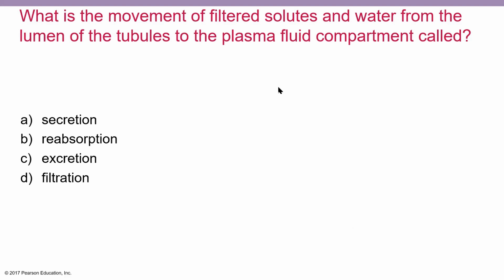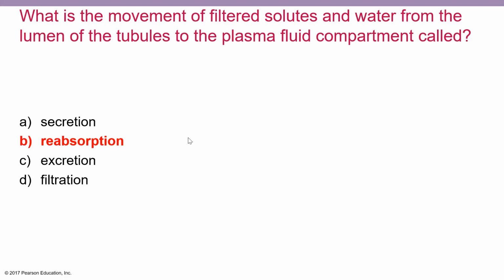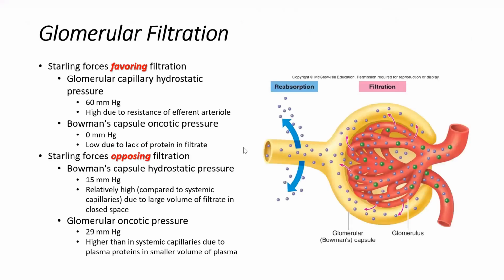What is the movement of filtered solutes and water from the lumen of the tubules to the plasma fluid compartment called? And D is correct. This is reabsorption. So we're reclaiming substances from the filtrate, which is in the lumen of our tubular structures of the nephron, and we're moving those back into the plasma via the connection with the peritubular capillaries or the vasa recta, depending on where we are in the tubule, and that is reabsorption. Okay, so that's it in terms of practice questions there.